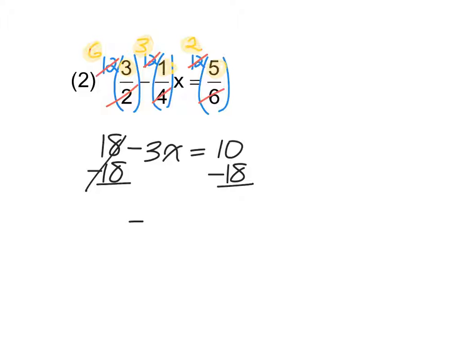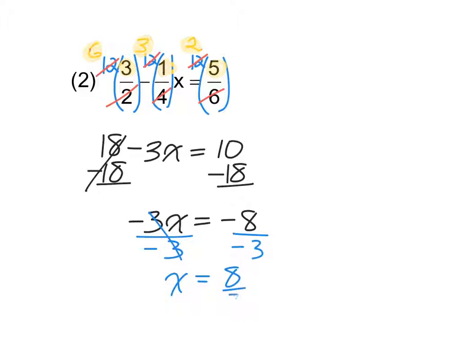So 10 minus 18 is? Negative 8. Next move. Divide by negative 3. Making x equal to just 8/3, right?